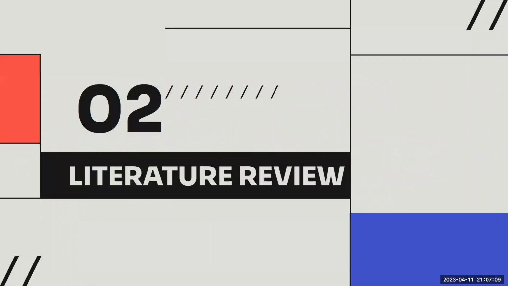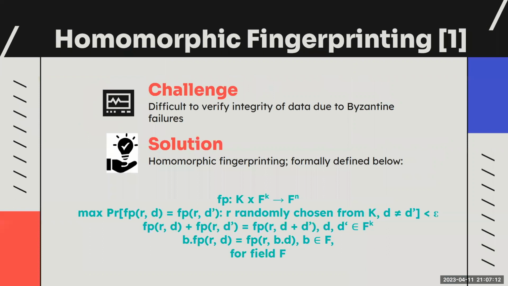We will now move on to review the relevant literature. One of the major challenges introduced by the Byzantine failures is that it is quite difficult to verify the integrity of data, since the data proposed by any server cannot be trusted. To combat this, we utilize a very powerful idea from a paper, which is known as homomorphic fingerprinting. Such a function is essentially a hash function that satisfies a reasonably low threshold of collision and has linear properties. Usually, these fingerprints are much smaller than the data itself that is required to be stored, and hence can be stored with minimal overhead at every server.